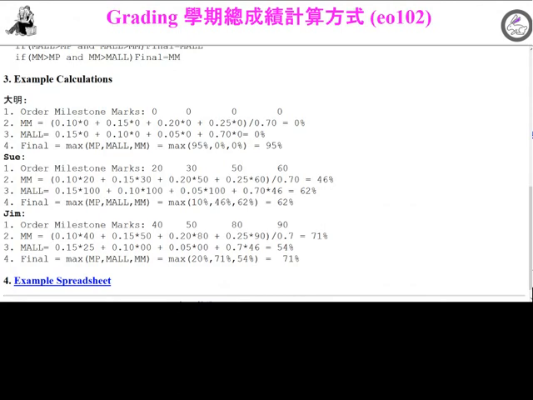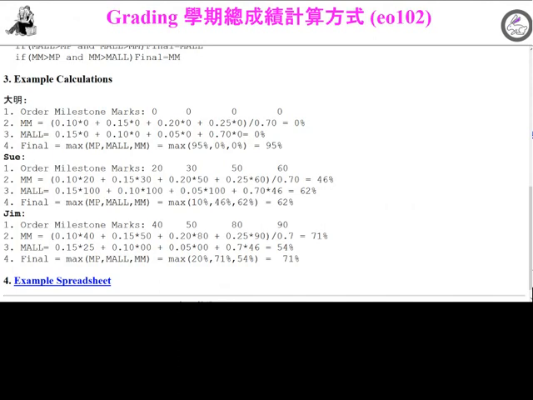Then, for MAll, we multiply 0.15 times 100, because 0.1 times 100, 0.05 times 100, and then 0.7 times her 46. So the MAll, if we include everything in terms of her classwork as well as the milestones, is 62. Since her pretest is small, the highest mark of these 3 is 62, and with the pretest mark of 10%, her final mark will be 62%. The final is the maximum of those 3.